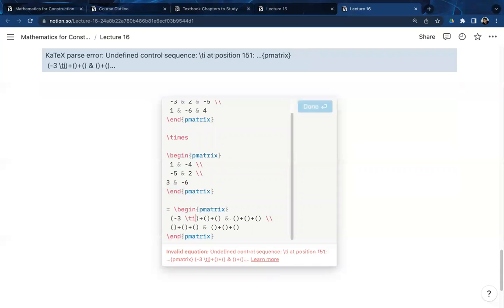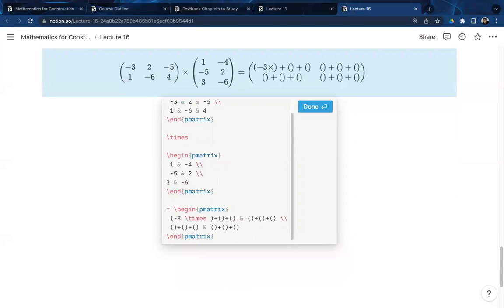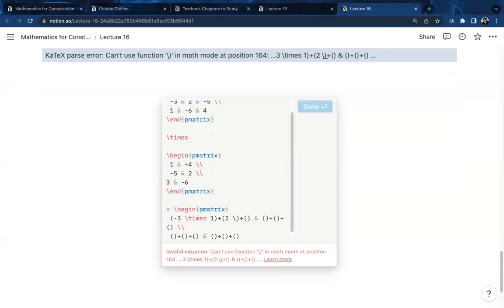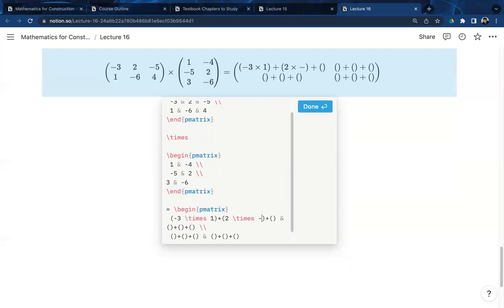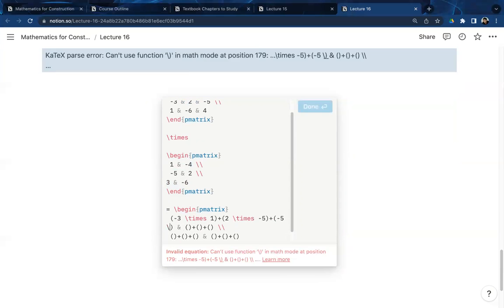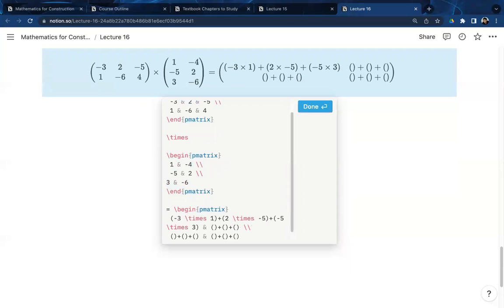Negative 3 times 1, 2 by negative 5, and negative 5 by 3. Right, so that's first row, first column: negative 3, 2, negative 5, and 1, negative 5, 3.